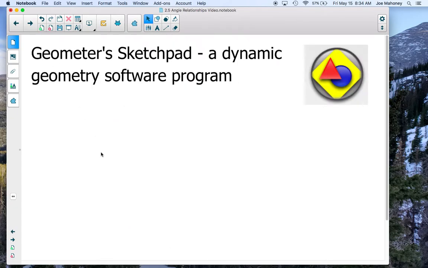So first of all, we're going to take a look at this software that I have on my laptop called Geometer's Sketchpad. It's fantastic. It's what's called a dynamic geometry software program. Dynamic meaning that you can interact with it a little bit. It's not like when you say hello to it, it's going to say, hi, how are you? It's not that kind of interaction, but you'll see what I'm talking about. So whenever we see this icon, I'm going to click on it, and it's going to bring up a window.